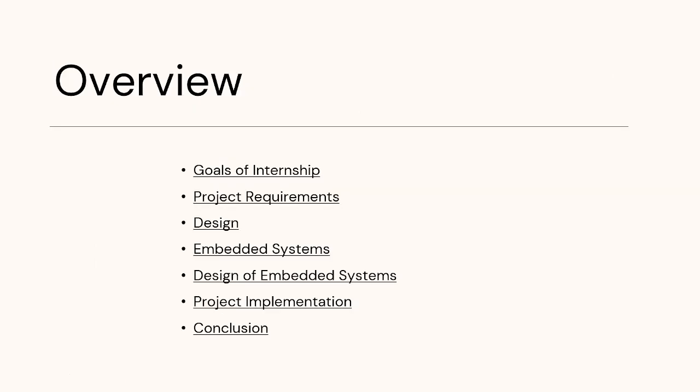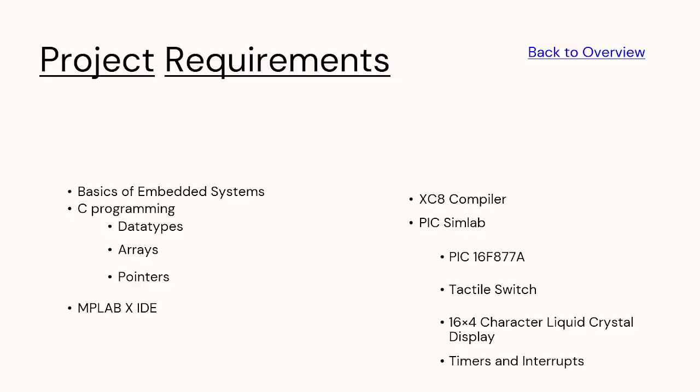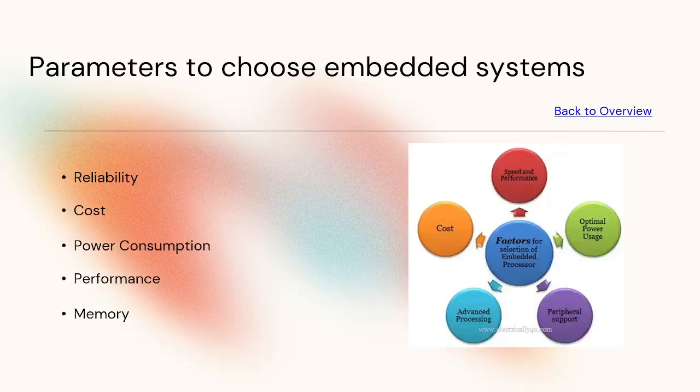The next we have is design. In the design, the second one is parameters to choose an embedded system. First, we have chosen a project in embedded systems. Why the embedded system? Because an embedded system has reliability, it is low cost, and it consumes less power. Power consumption is less, and we can get greater performance, speed, and memory.